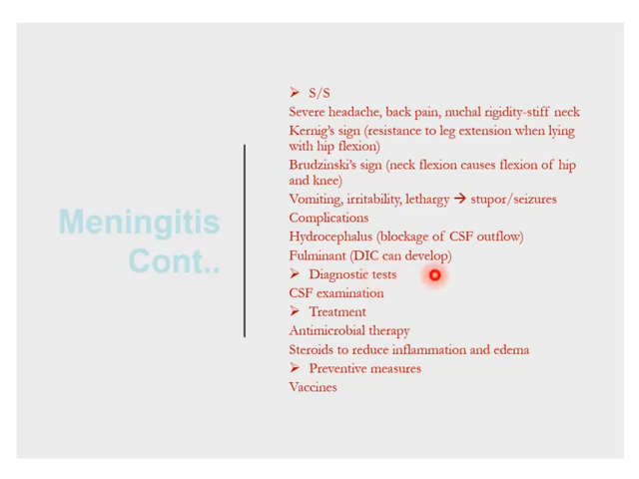What are the diagnostic tests to check if the individual has meningitis? You have to examine the CSF. Without examining the CSF, meningitis cannot be labeled. As soon as you see the CSF, you do the sugar and the protein test, and you do the culture, and you can recognize the organism. Meningitis is labeled. Treatment is antimicrobial therapy depending on which organism is infected. Steroids are given to reduce the inflammation and edema, and preventive measures are generally so that the babies do not develop meningitis. We give vaccines. Vaccines are given for that purpose.